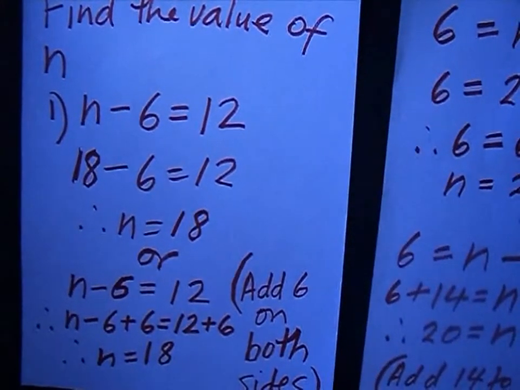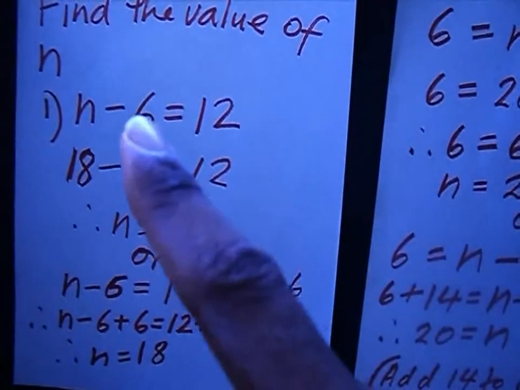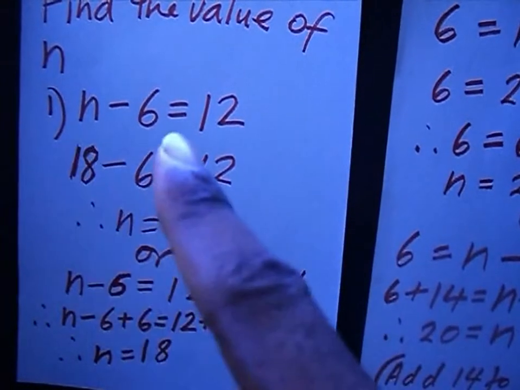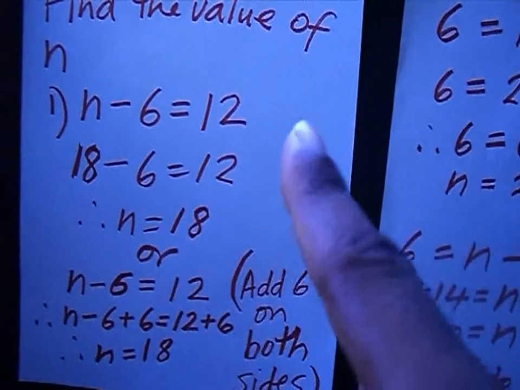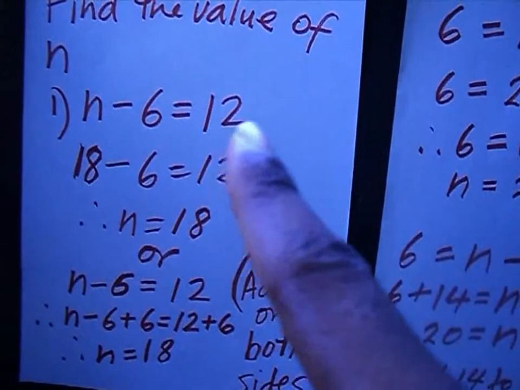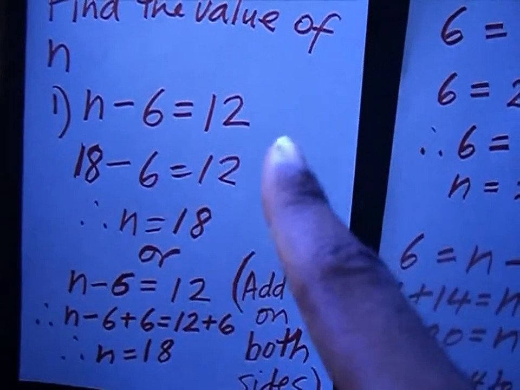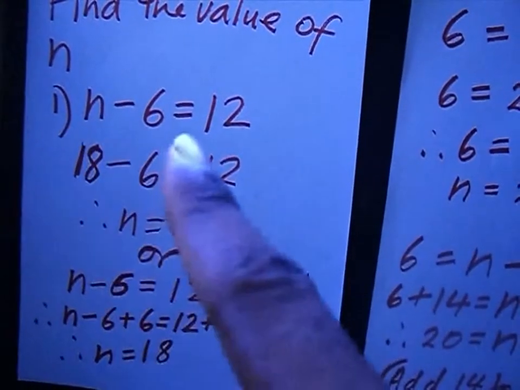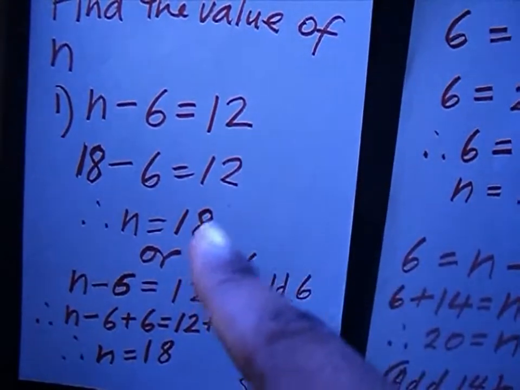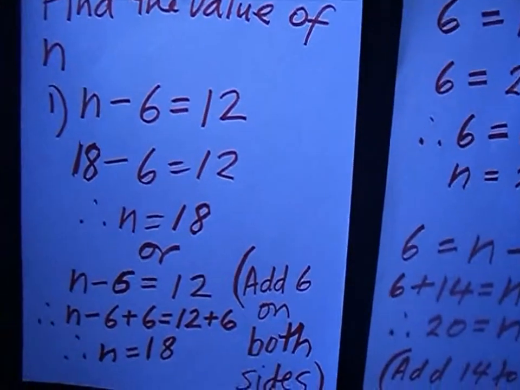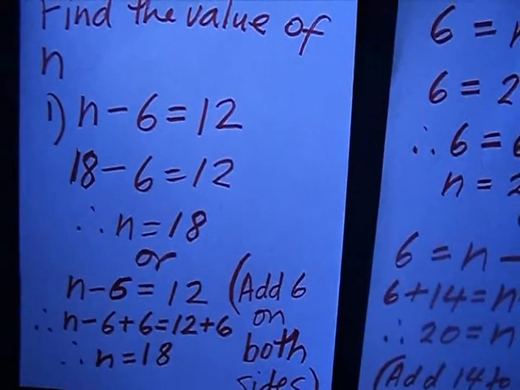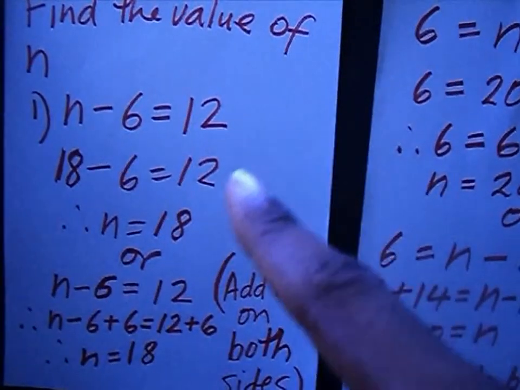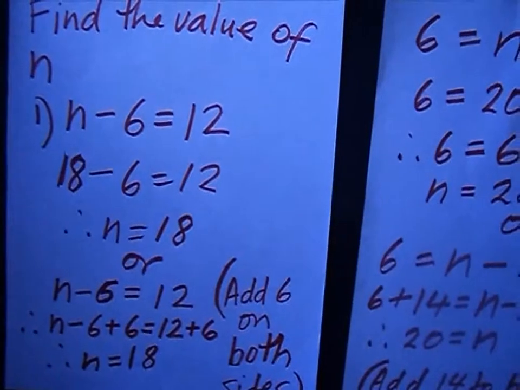The other way, and the way that I really like, is to shift to that side. You shift the 6 to that side, so n is equal to 12 plus 6. Once you shift to that side, the negative becomes positive. So n is equal to 12 plus 6, which is equal to 18. That's the other way of doing it, whereby you can just shift to the next side. That's when you reach higher level, secondary school level, and so on.